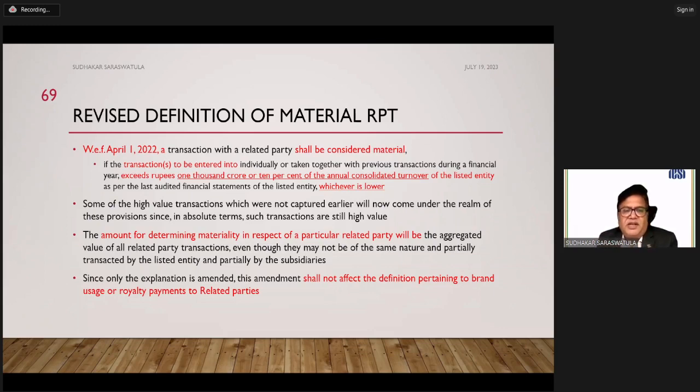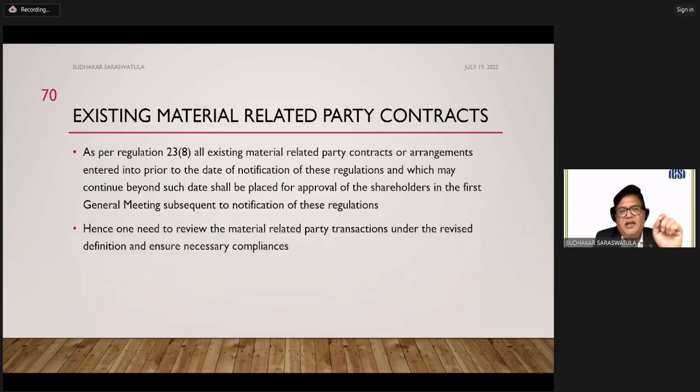Since only the explanation is amended in the listing regulations, the amendment shall not affect the definition pertaining to brand usage or royalty payments of related parties. That means what? That 5% of consolidated turnover as far as the brand usage and royalty is concerned, that is intact. So this 1,000 crores limit is not going to come in the way of that particular approval for related party, the material related party definition as far as the brand usage and royalties are concerned.